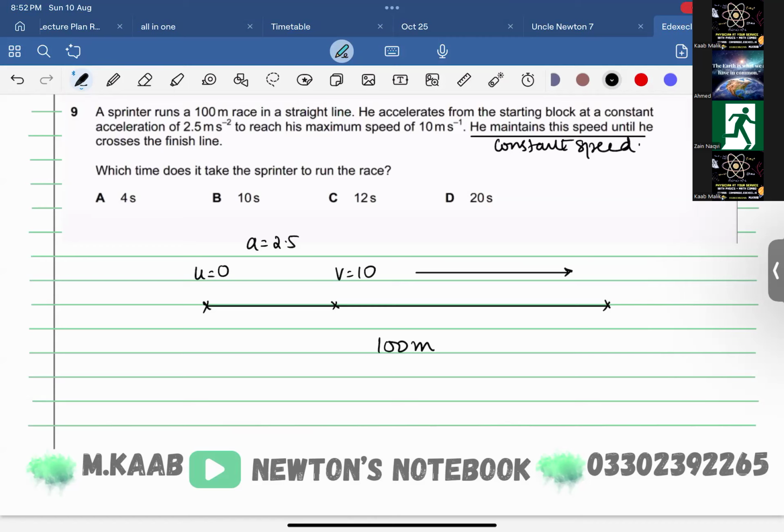So we can find out the time using the equation of motion for this motion, right? So just give it a try, please. Ahmed, which equation do you use?